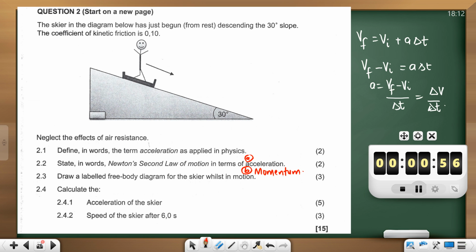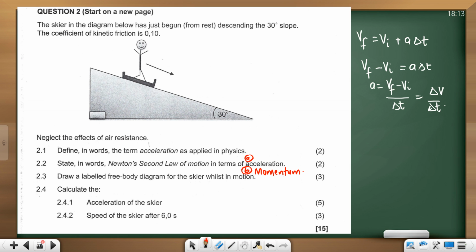Are we all done? Looks like I gave you too much time. Now we should be done. What is Newton's second law in terms of acceleration? When a net force acts on an object, what happens? The object will accelerate in the direction of the net force, with an acceleration that is directly proportional to the net force and inversely proportional to the mass.